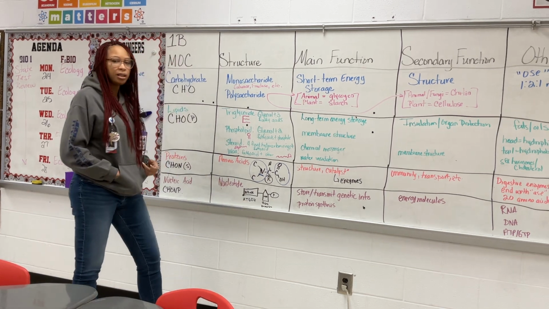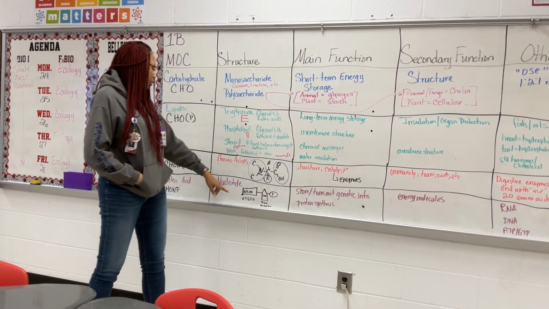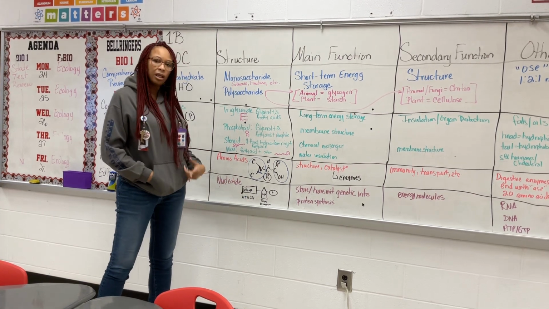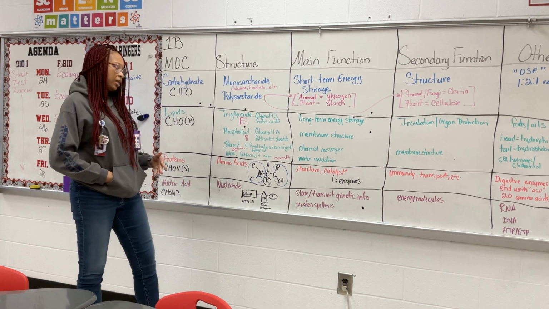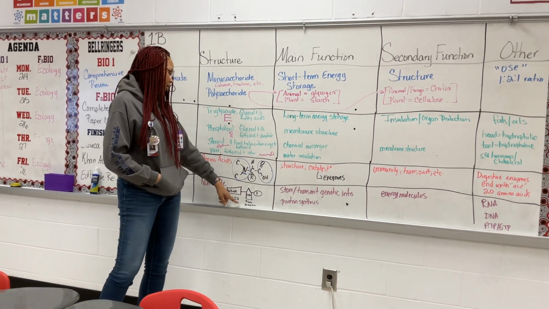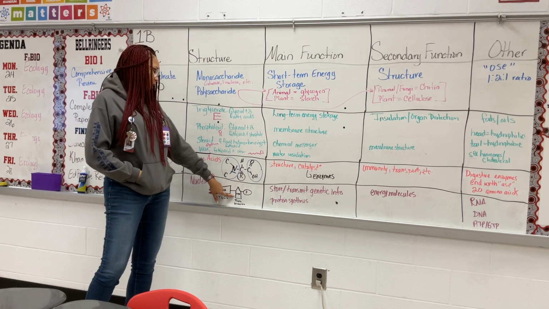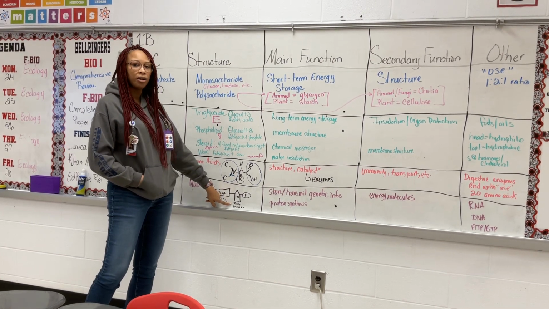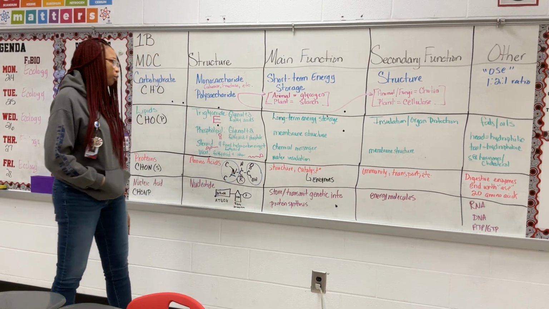Now, that nitrogen base can be adenine, thymine, guanine, cytosine, or uracil. Adenine, guanine, and cytosine can be found in any type of nucleic acid, but thymine is exclusive to DNA, and uracil is exclusive to RNA. The sugar is a 5-carbon sugar, called a pentose. It's either going to be ribose if it's RNA or deoxyribose if it's DNA. And there's going to be a phosphate group.